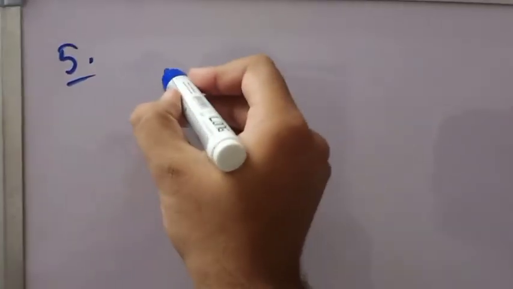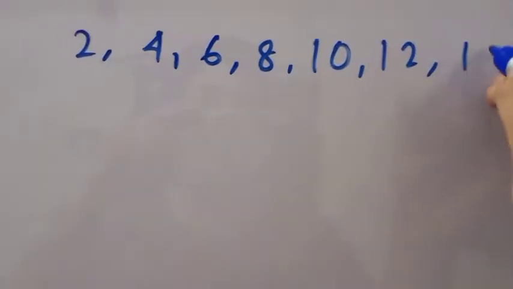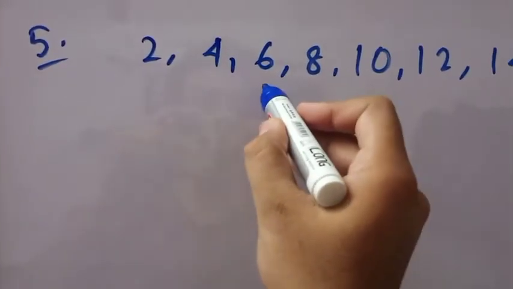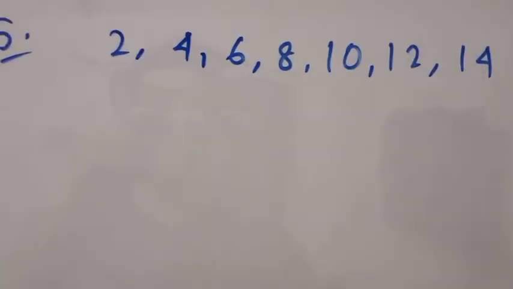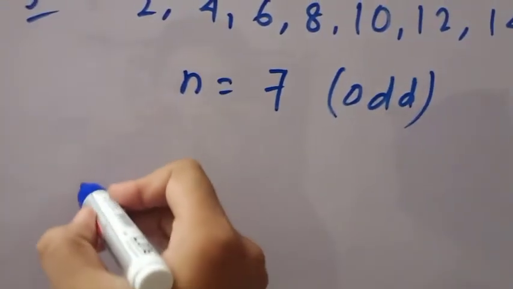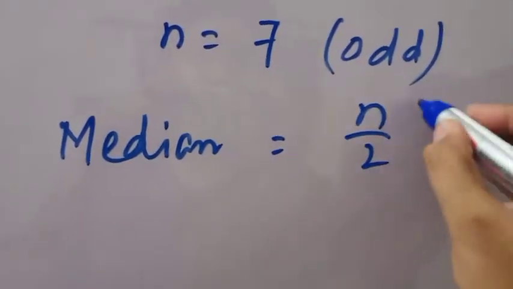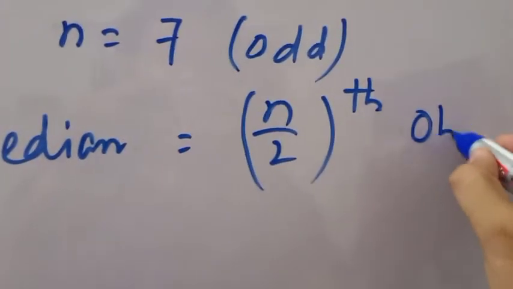Now number 5. Find the median of the first 7 even numbers. So the first 7 even numbers are 2, 4, 6, 8, 10, 12, 14. So 1, 2, 3, 4, 5, 6, 7. So n equals 7. That means odd. So median equals to n by 2th observation.